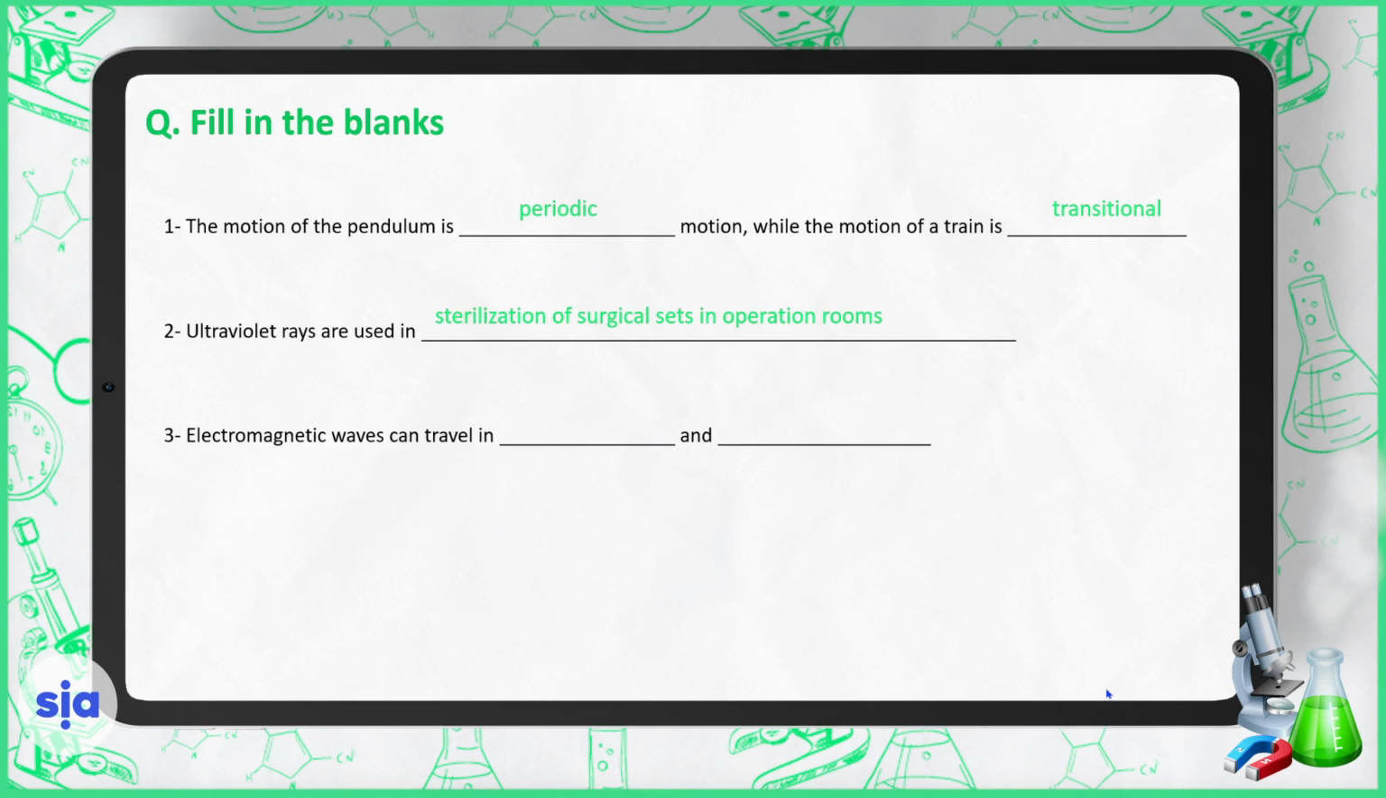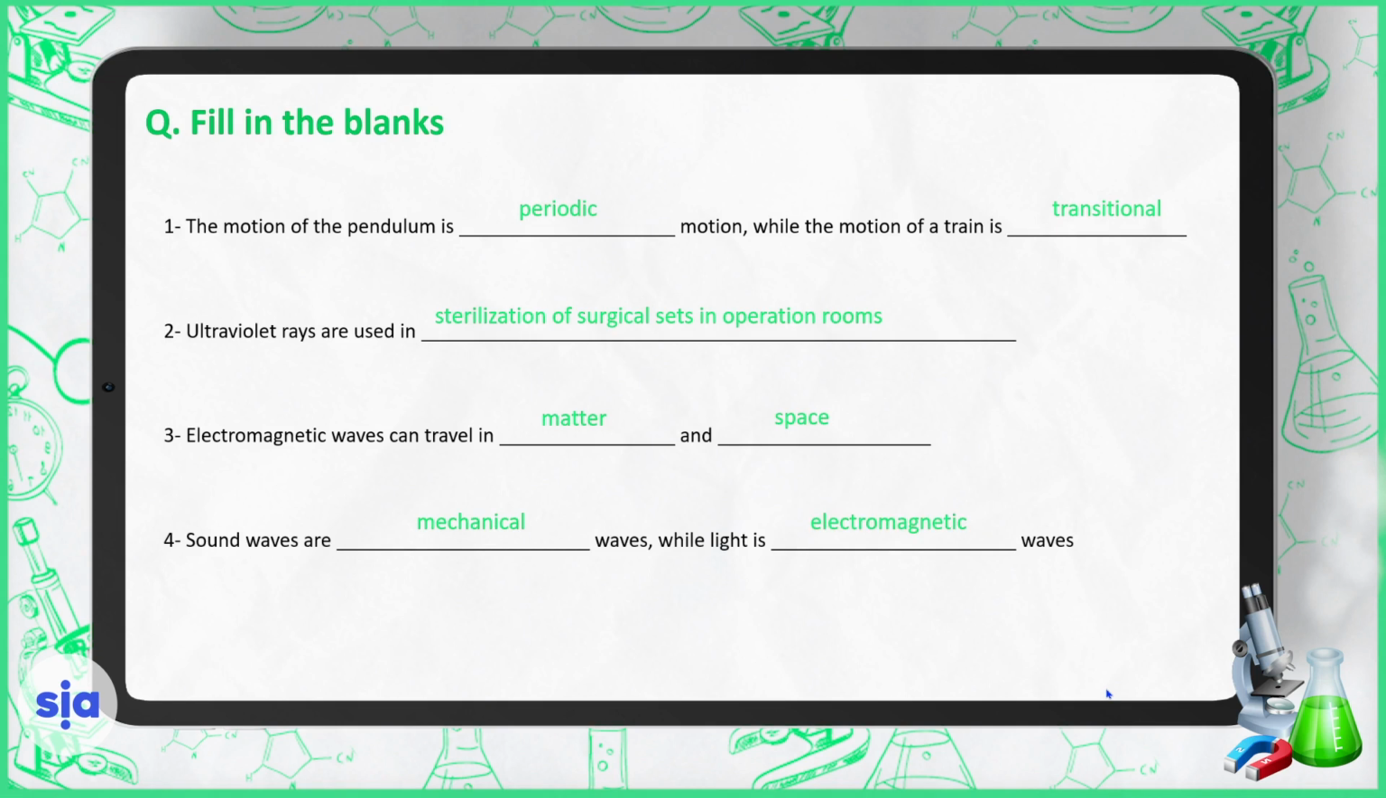Electromagnetic waves can travel in matter and space. Sound waves are mechanical waves, while light waves are electromagnetic.